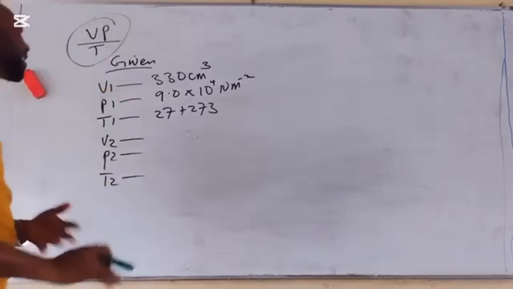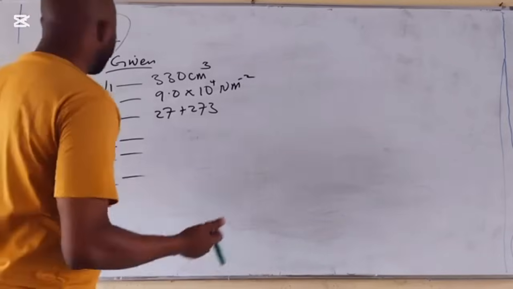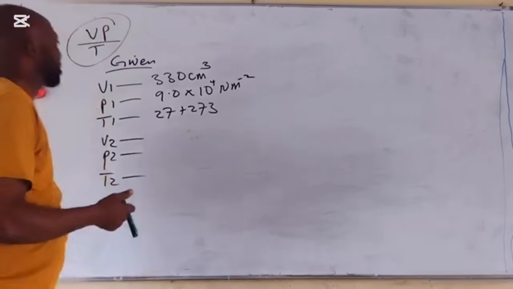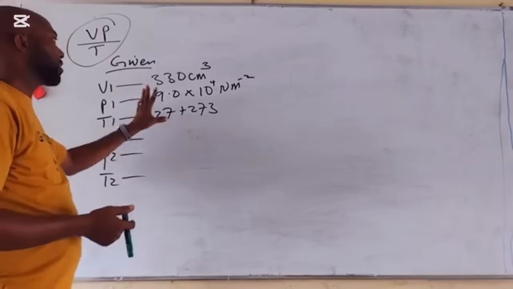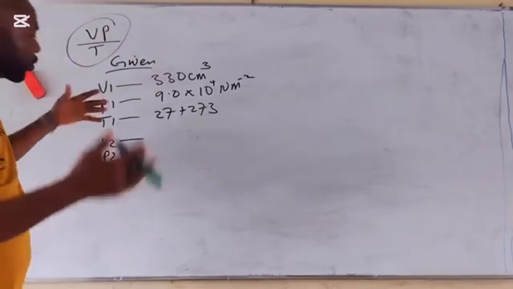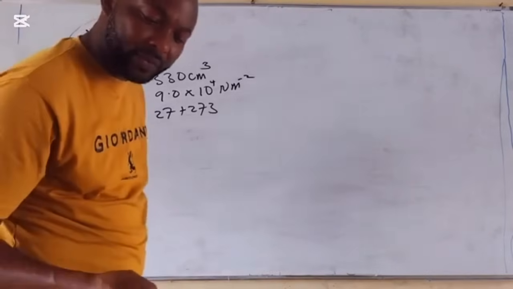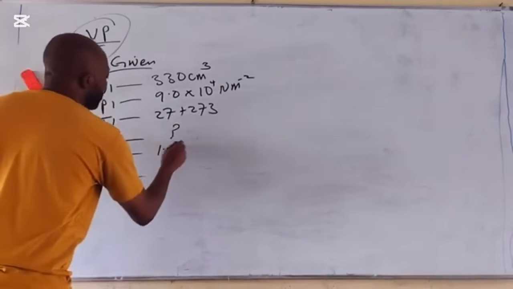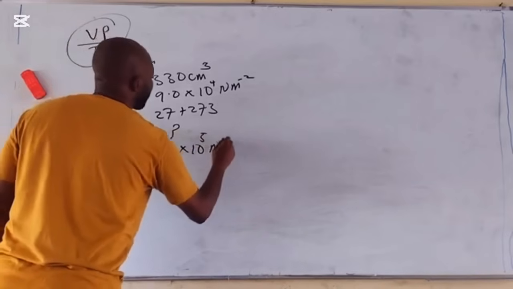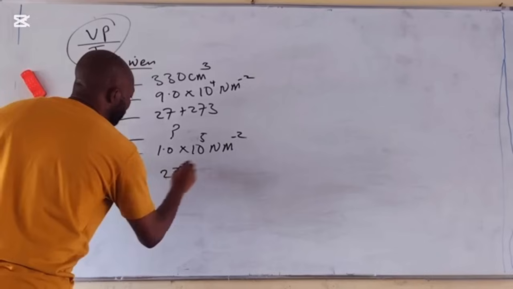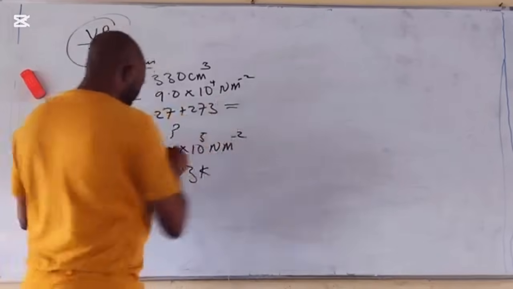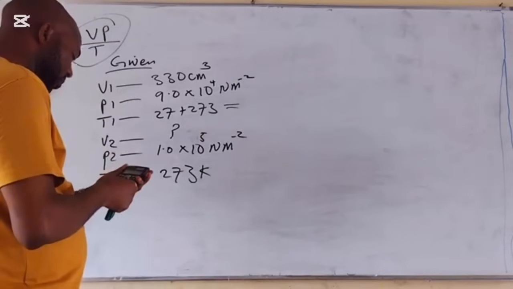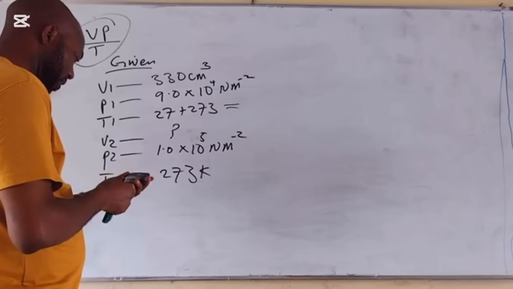Now, when we are calculating the volume at STP, standard temperature and pressure, the standard temperature is 273 Kelvin. The standard pressure is 1.0 times 10 raised to the power of 5 Newton per meter squared. The question says calculate its volume, so we are looking for V2. T1 is 27 plus 273, which is 300 Kelvin.